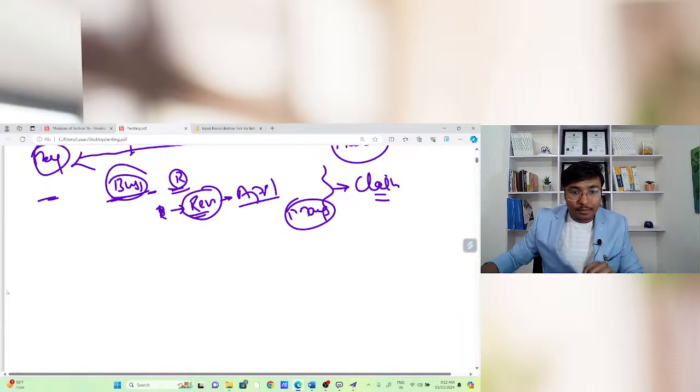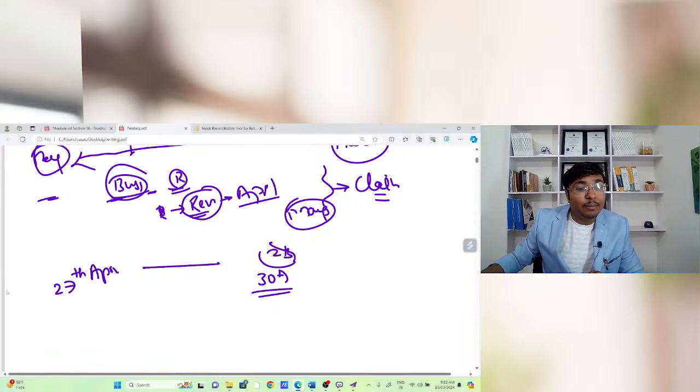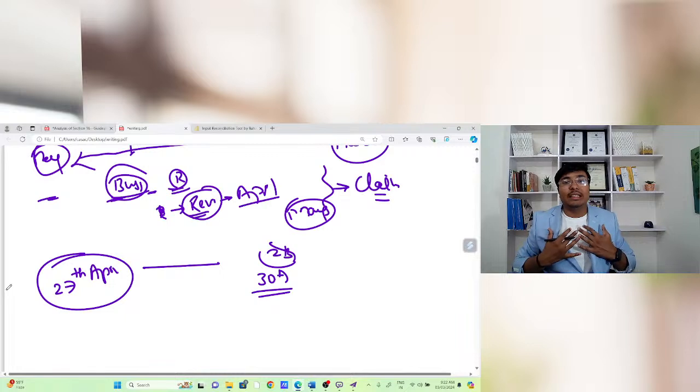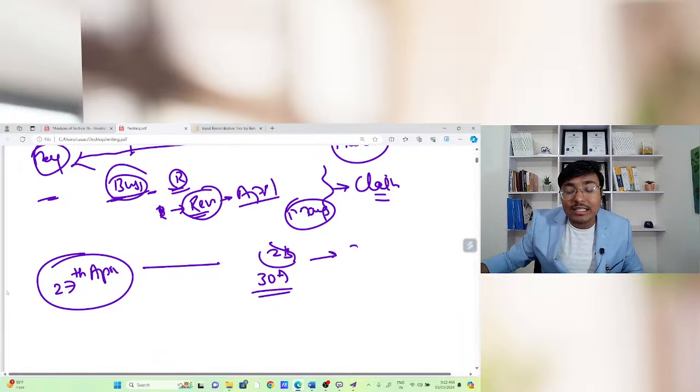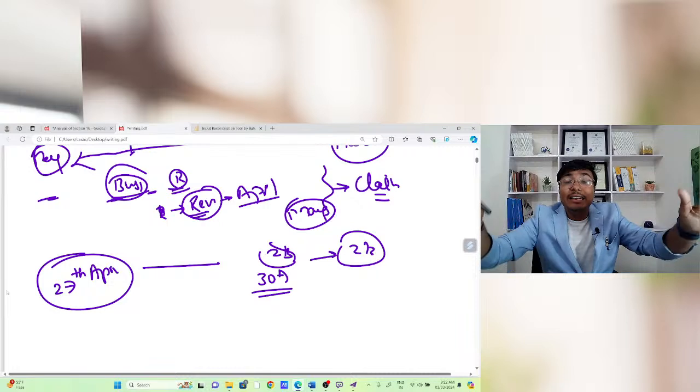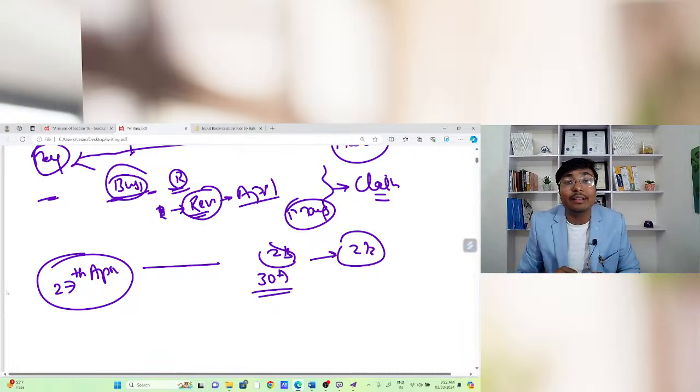Suppose on GSTR 2B, the invoice is reflected on 30th of April. But if the client has put the entry on 27th of April in the books of account, then when you check the purchase register, you will satisfy yourself that the client has already received the goods and the input will be allowable. And when you reconcile GSTR 2B and the books, the input tax credit will already reconcile. There is no issue with that.